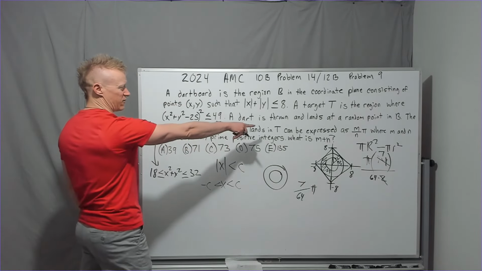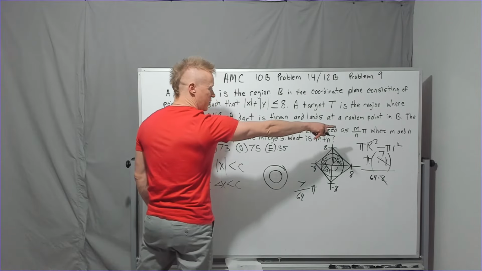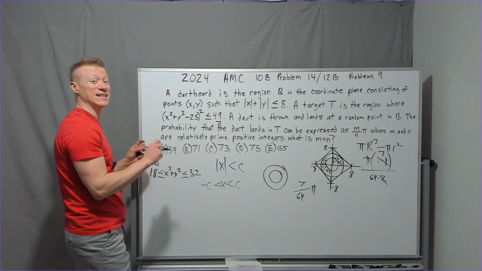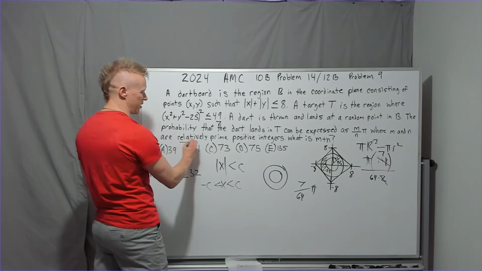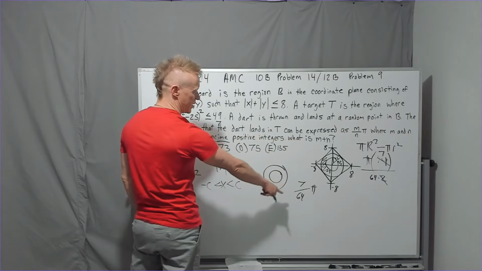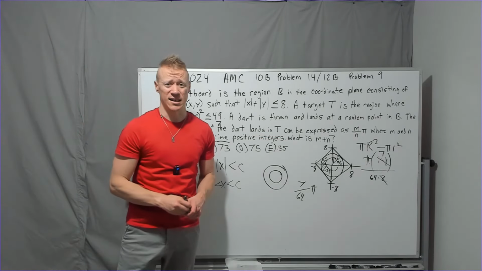7 plus 64, is that what it wants? m over n pi, that's what we have, where m and n are relatively prime. That means they have no common factors. It does not mean they're prime. Very common language. If you're new to the test, learn it. Positive integers, what is 7 plus 64? Answer 71. Let's get to the next one.